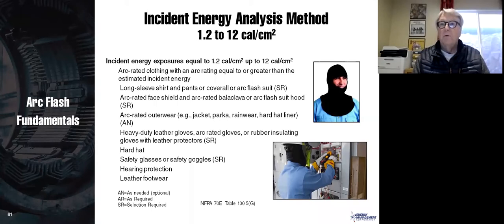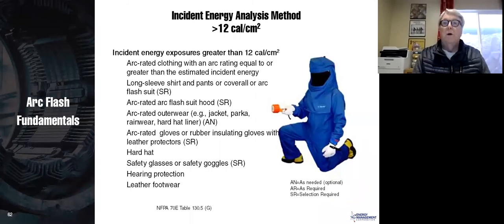But again, if you're going to go to 12 calories, you must have shirt and pants or coveralls that are rated for 12 calories. Above 12 calories, you have to have the arc flash suit. Now, notice the old method, you could go up to 40 calories. In the new method, there is no limit. You can go as high as you want in calories as long as you have an arc flash suit rated for that number of calories.